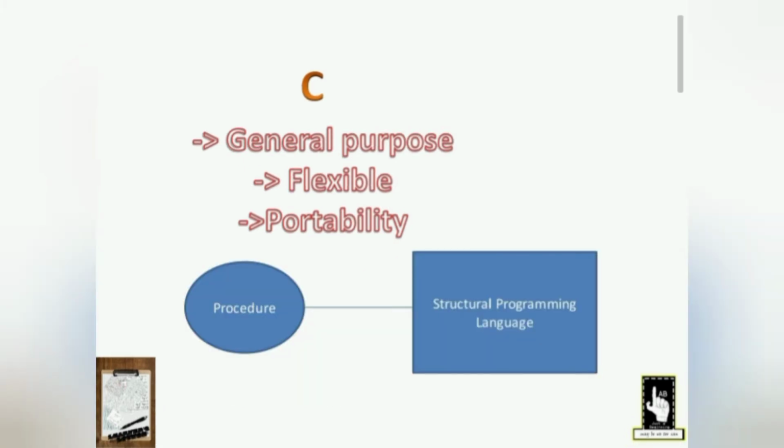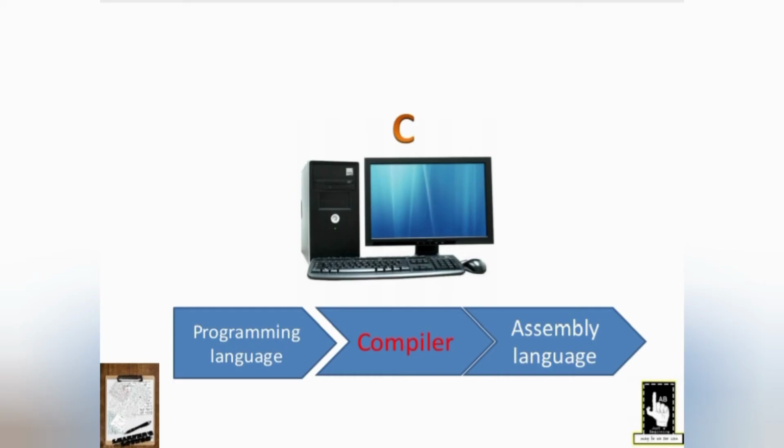C is a structured programming language. As we said in our previous video, its main importance is on the procedure and not on data. C compilers have been designed by various vendors across all computer architectures, so it gained a lot of popularity in the late 80s.